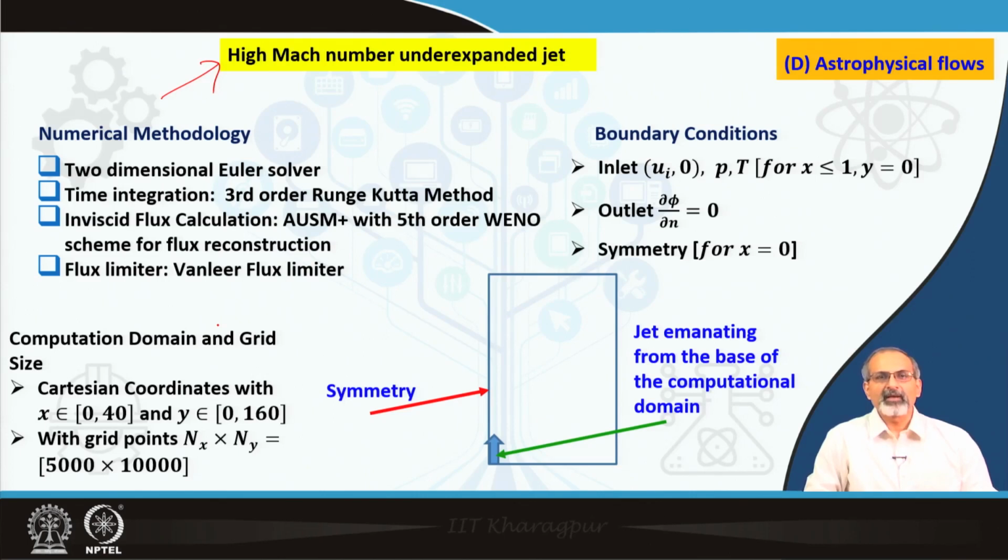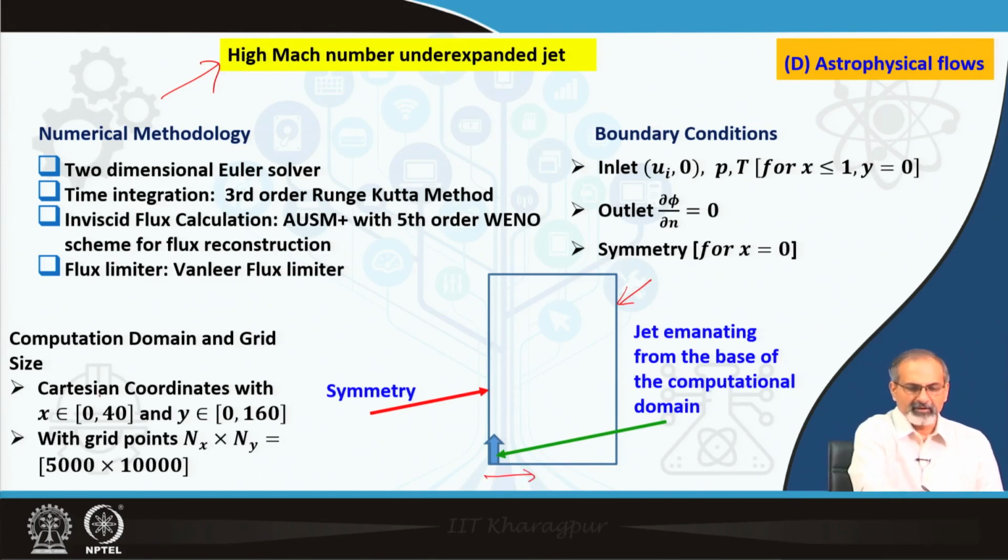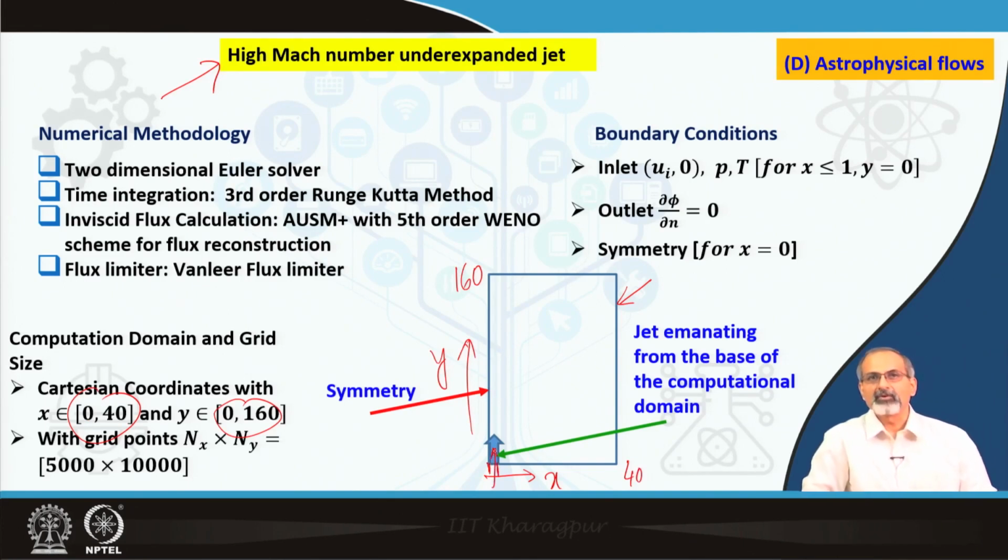So, having said that, we look at a few more details about the numerical methodology, the kind of boundary conditions we apply, the domain dimensions, grid size, etc. So, this is essentially the kind of domain we are talking about. It is a rectangular domain, where along the x direction we have 40 units length. Everything is non-dimensionalized here. Along the y direction we have 160 units, and the width of the jet which emanates from the bottom part of the domain is unity.